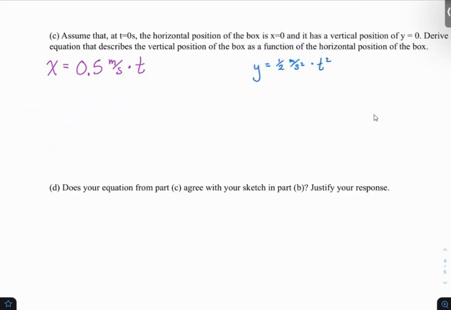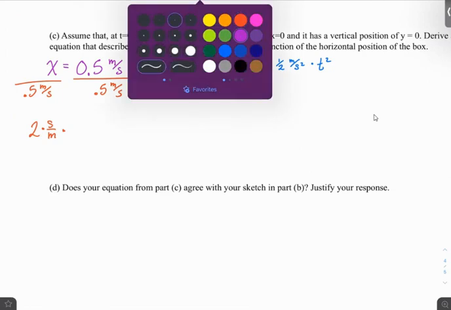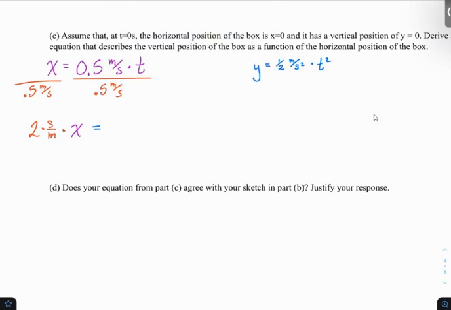Let's do it this way instead. I'm going to divide both sides by 0.5 meters per second. I'm keeping my units in this. So x divided by 1/2 is 2. And when I divide by meters per second, that's the same as multiplying by seconds over meters. And I'm still going to have my x. That's going to be equal to time.